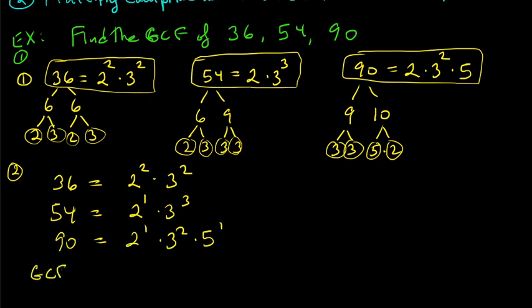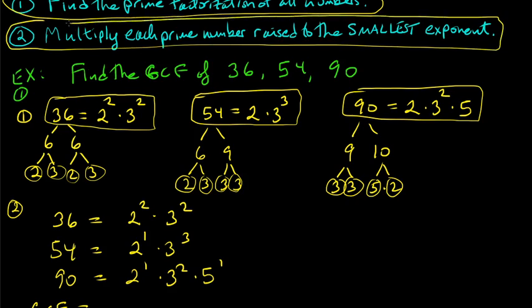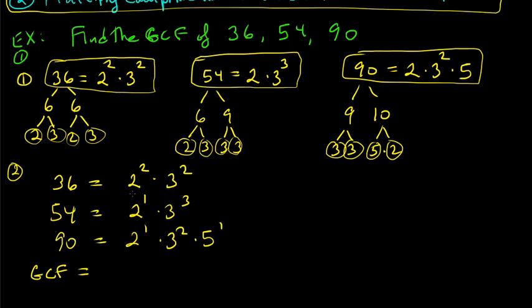Okay, so now we can find the GCF. How do we do that? Step 2 says we multiply each prime number that we see using the smallest exponent. So we have a 2, right? We have a 2, and what's the smallest exponent? We have a choice between a 2, a 1, and a 1. So 1 and 2. What's smaller, 1 or 2? Of course, 1 is smaller than 2, right? So we pick the 1 for the exponent.